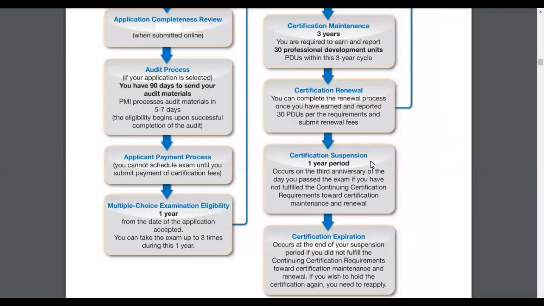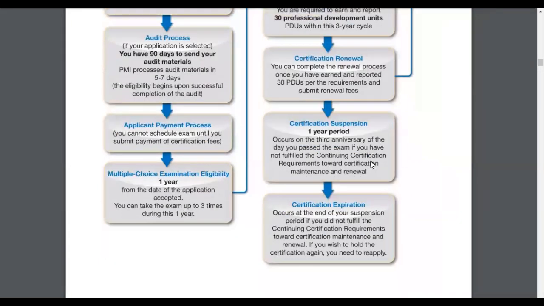If you don't submit your renewal fees and you don't get enough PDUs, you go into a 1-year limbo period. They call it a certification suspension. You don't want this to happen to you, but there's still a remedy. You've got 1 year to get the PDUs that are required, the 30. So let's say your cycle ended today, let's say August 10th, for example. You've got till August 10th the next year to get the PDUs you need. Failing to do so will mean that your application, your efforts, everything goes down the drain. And you have to start from ground zero, getting certified again, and you don't want that to happen.